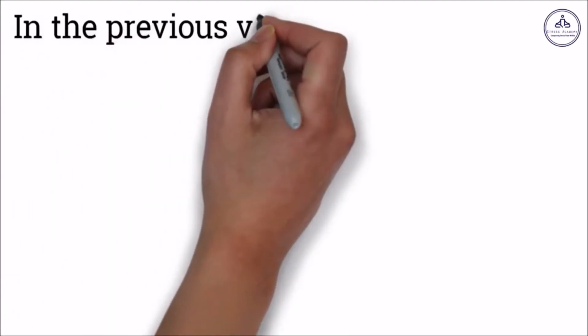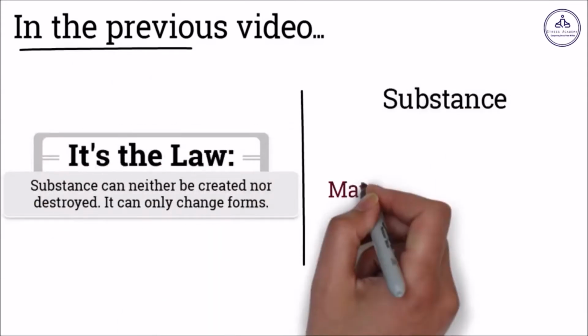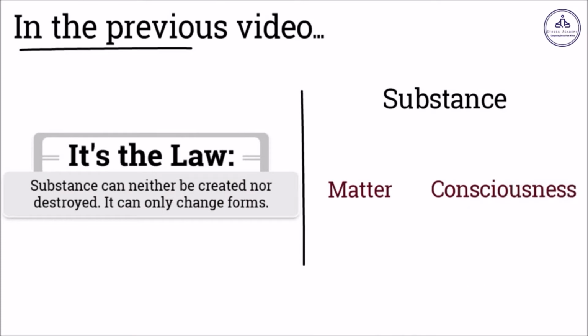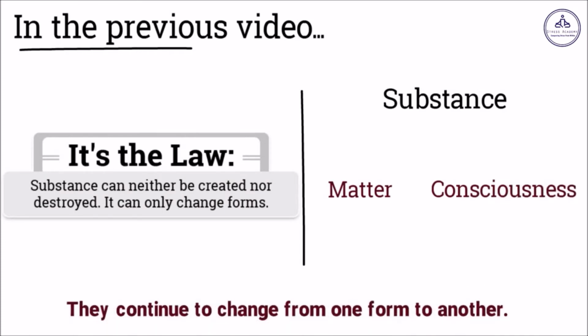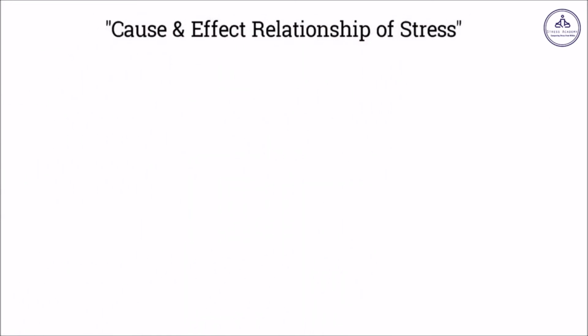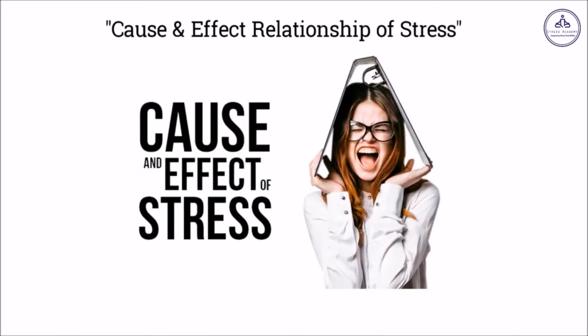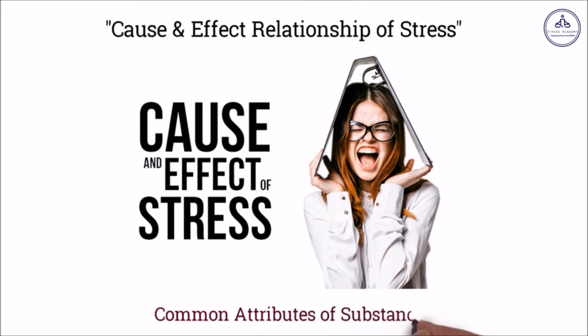In the previous video, we concluded that all 6 substances in the universe, including matter and consciousness, cannot be created or destroyed, but continue to change from one form to another. To explain the cause and effect relationship of stress, we need to introduce some of the attributes that are common to the 6 substances. A clear understanding of these attributes will establish a foundation for various techniques to counter, prevent, and eventually conquer stress.